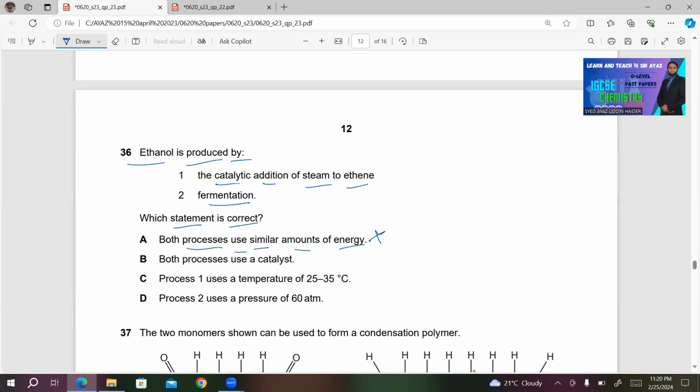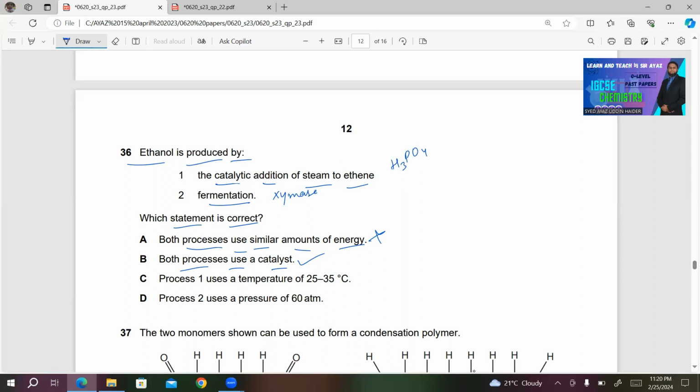B, both processes use a catalyst. This seems correct to me because in both the processes, catalyst is used. In number 1, H3PO4 or phosphoric acid is used. In fermentation, zymase enzyme is used, which is a biological catalyst. So both of these are catalysts.